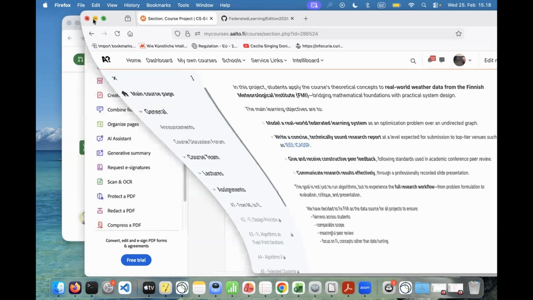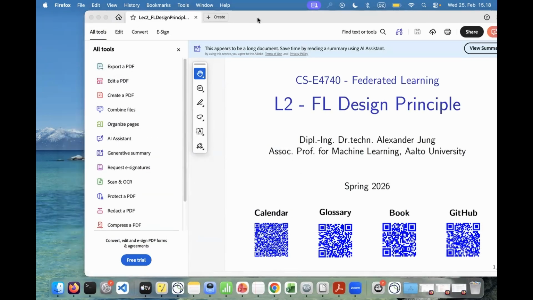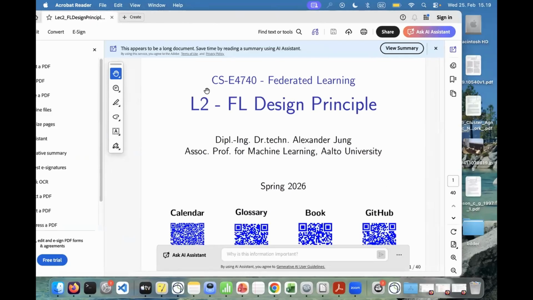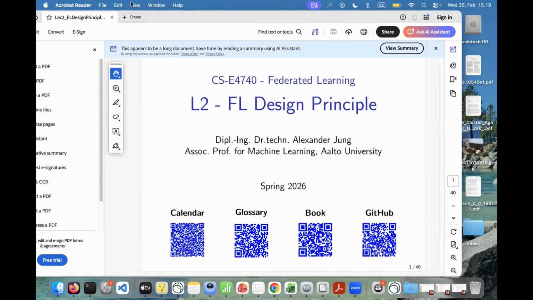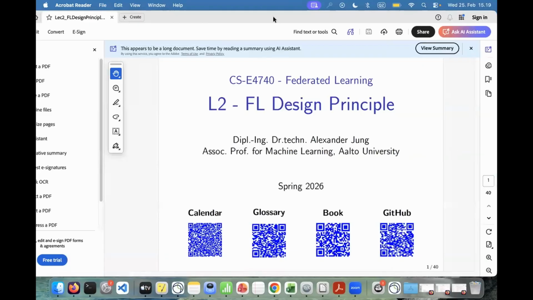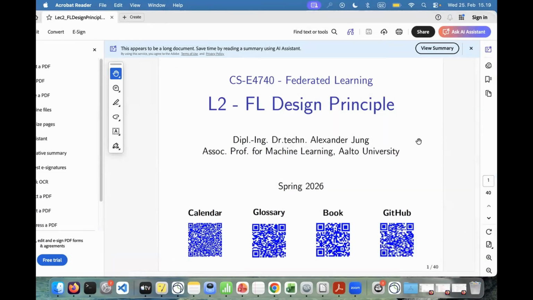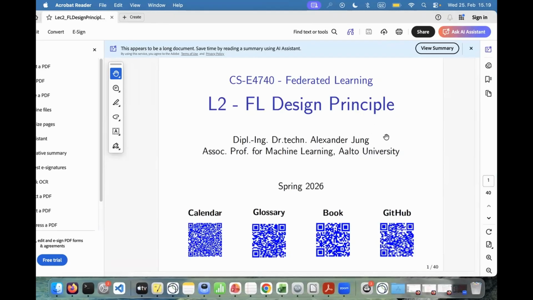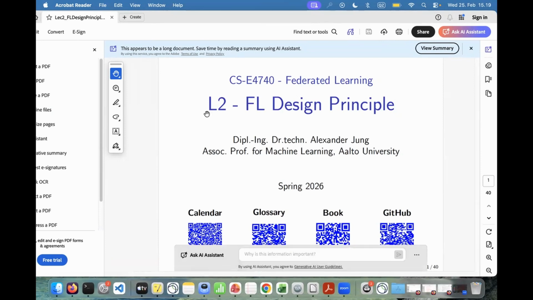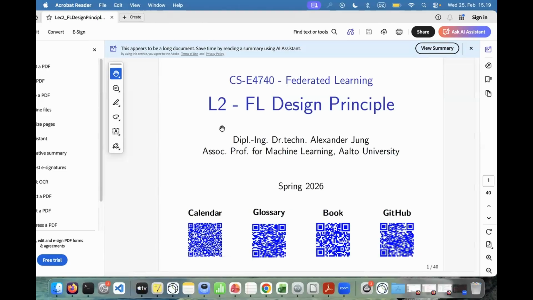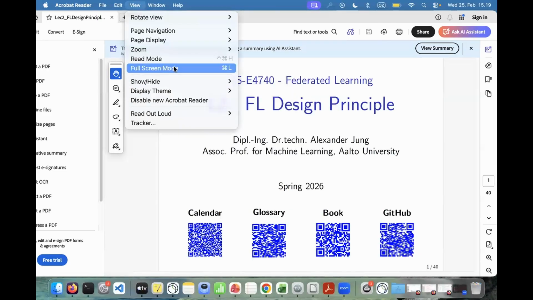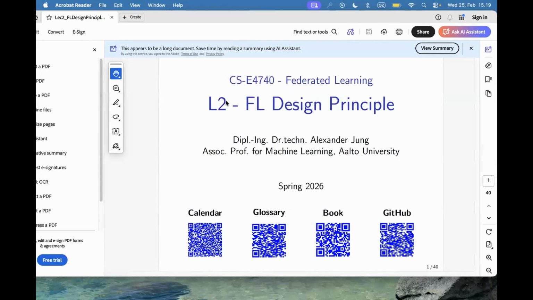Okay, so that's about the organization. Let me now start with the course topic today, which is maybe the main idea of the whole course, which I call a federated learning design principle. And we will see today what I mean by this design principle and how we can use it. So a design principle is something that allows us in a principled way to design federated learning algorithms or systems. Okay, full screen mode. Let's go.